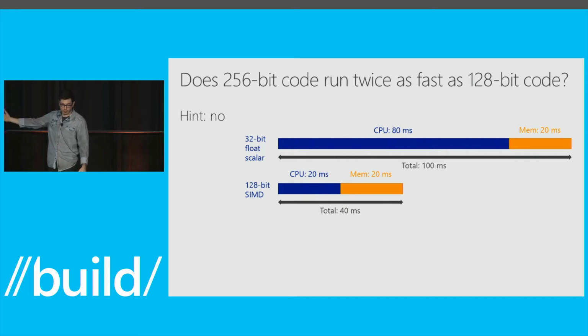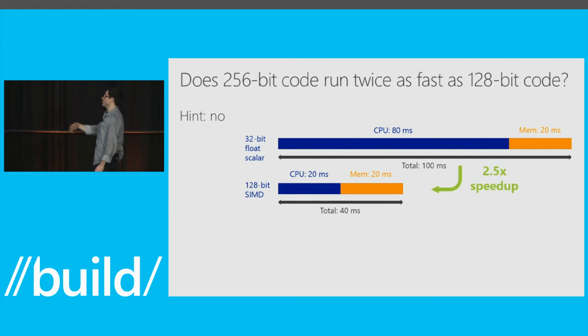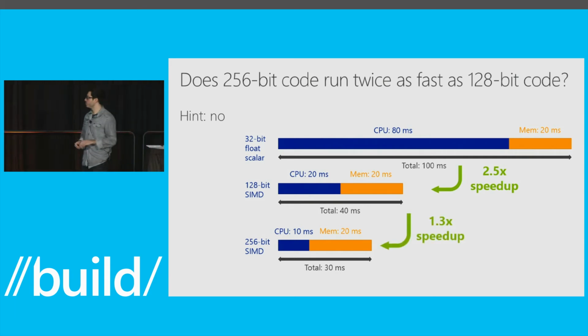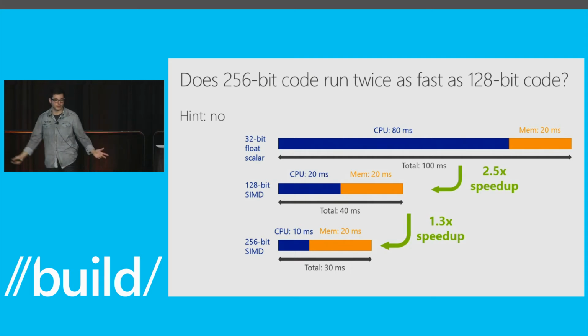So that's what I've drawn here, where, yes, there is a speed up, a 2.5x speed up, being able to do things 4 at a time, but it's really the CPU portion that's gone 4x faster. And similarly, going to 256-bit, we're making that CPU portion twice as fast. In this particular case, it's a 1.3x speed up going from 128-bit code to 256-bit code. So the answer, at the very top, does 256-bit code run twice as fast? No, it doesn't. And this is a straightforward, simple explanation why.